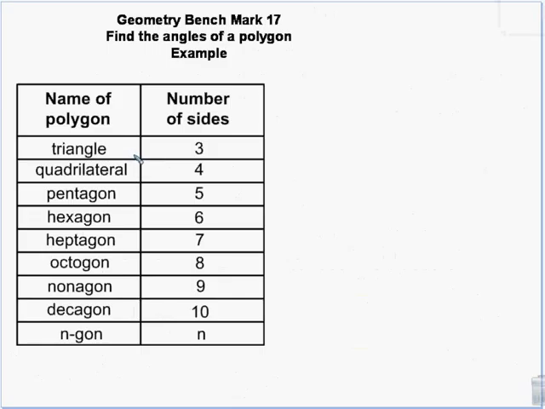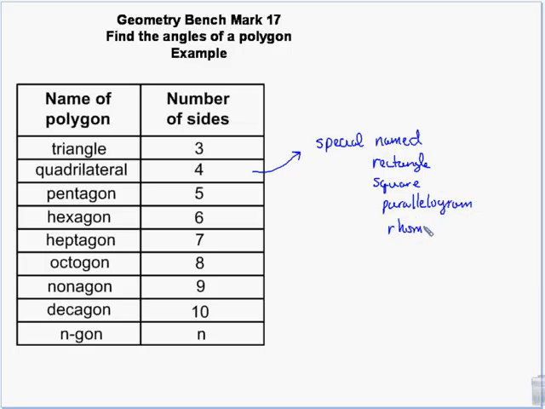So if you have 3 sides, you are a triangle. If you have 4 sides, you are a quadrilateral. And then there's certain special quadrilaterals that have special names: rectangle, square, parallelogram, rhombus, kite, and trapezoid. These are all quadrilaterals, but they have special names because of their special properties.